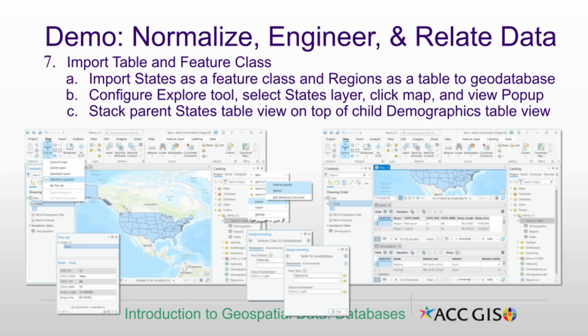In step 7, we'll import the regions standalone table and the states feature class into our Project Geo database. So first, we'll import the states as a feature class and the regions as a table into our Geo database. Then we'll configure the Explorer tool and view the attributes for one of our state features in a pop-up window. And last, we're going to create a relationship between the states and the demographics.